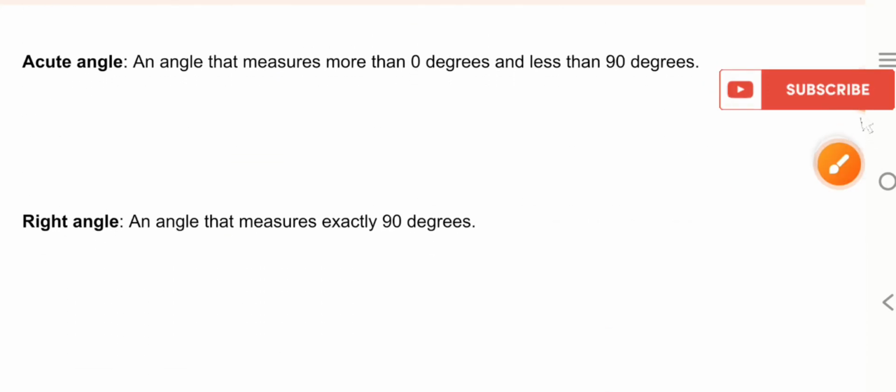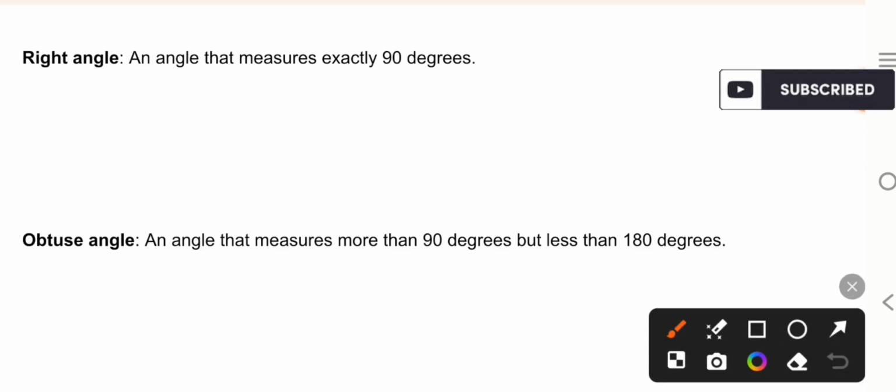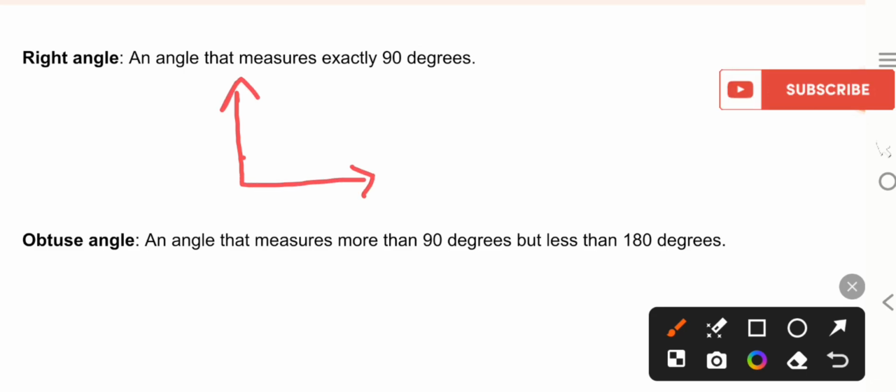Next one is right angle. An angle that measures exactly 90 degree. So a right angle is represented like this. It should always be 90 degree.